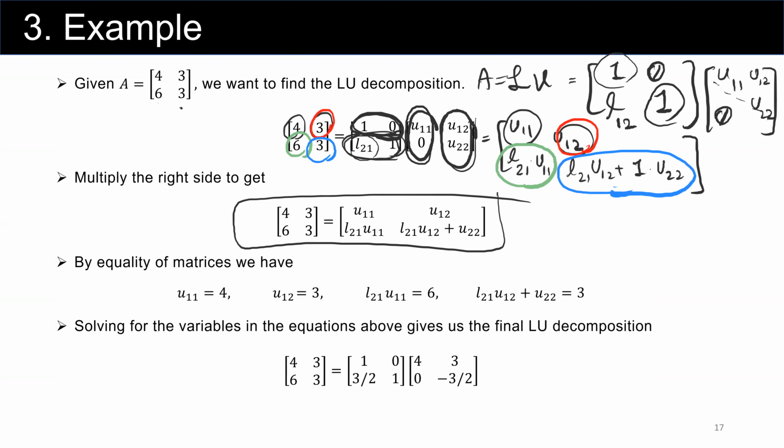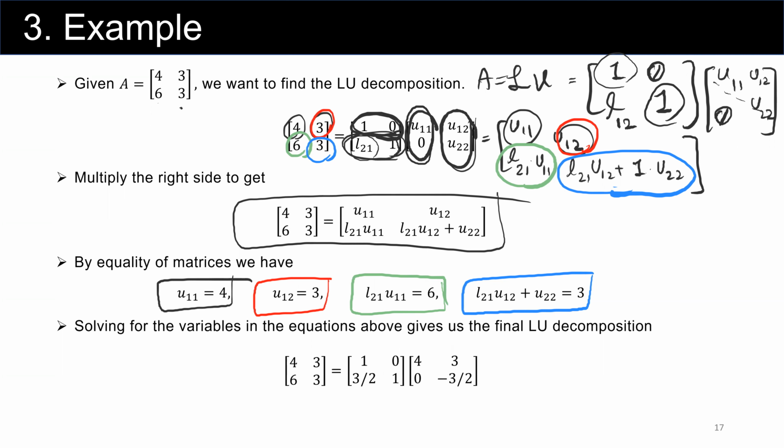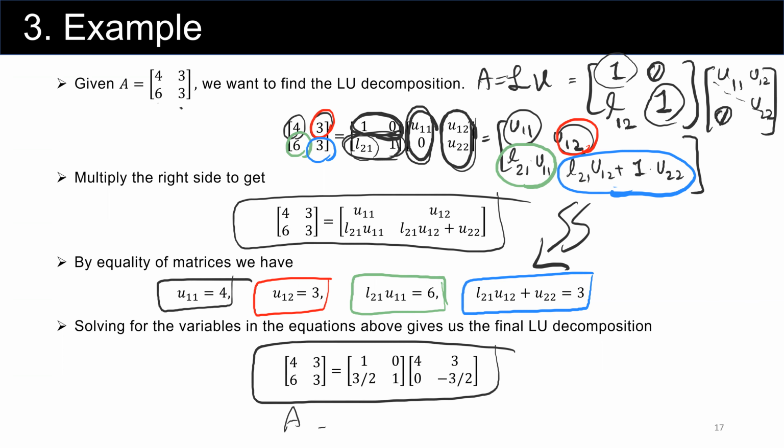We use the same color, so we can correlate the colors with this. All right. And we have 3 is equal to U sub 1,2. And finally, we have U sub 1,1 equal to 4. So solving the variables in that equation above gives us the LU decomposition for matrix A. So matrix A, we decompose it into L and U, lower and upper triangular matrices.